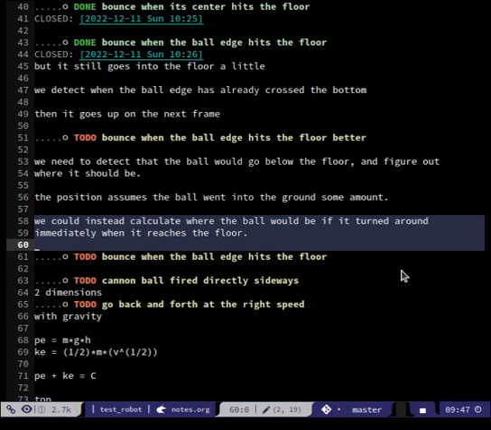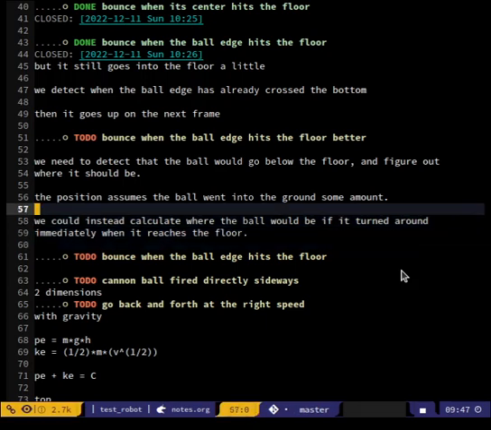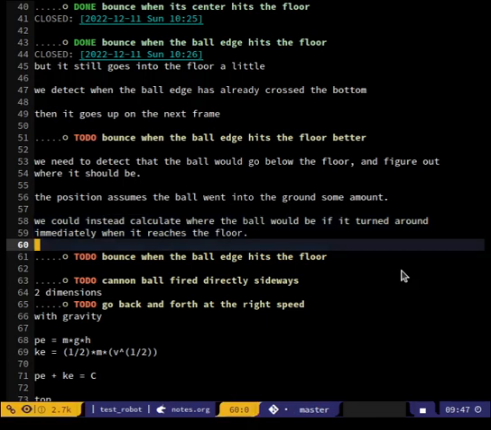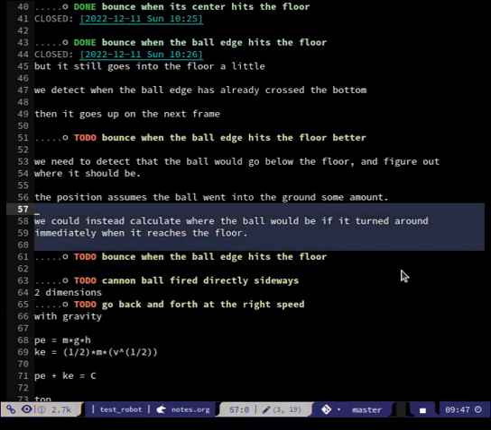So this idea here is how we could handle that. Although this won't quite look right, because normally when things bounce, they kind of squish into the ground a little bit, and then they come back up. So if we detect where it would be if it bounced as soon as it touches the floor, that will look wrong.